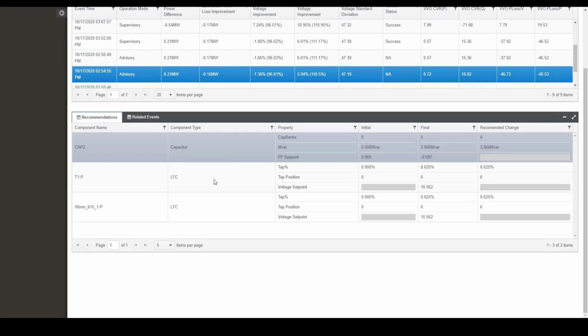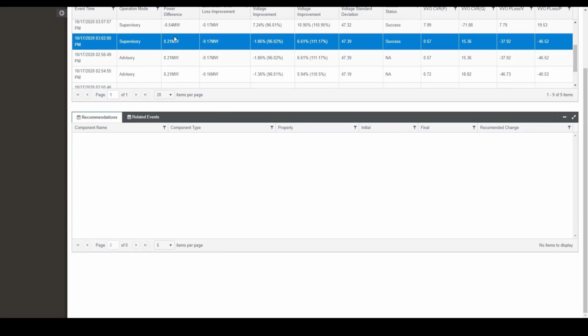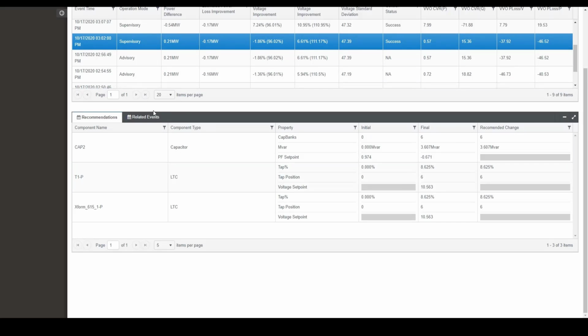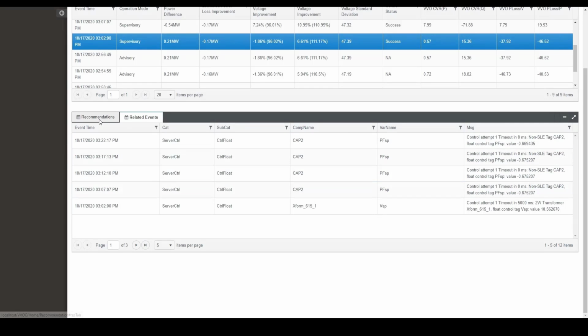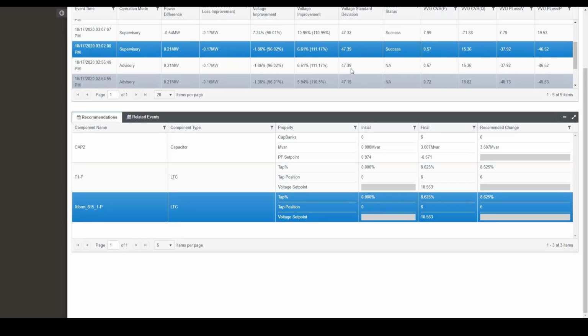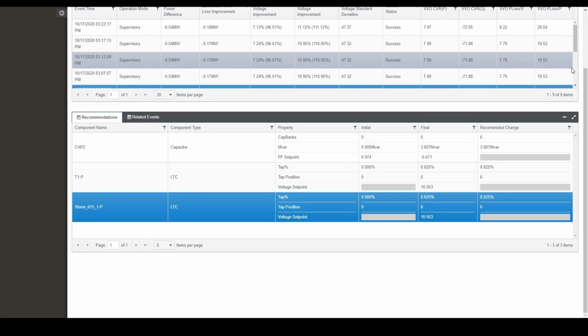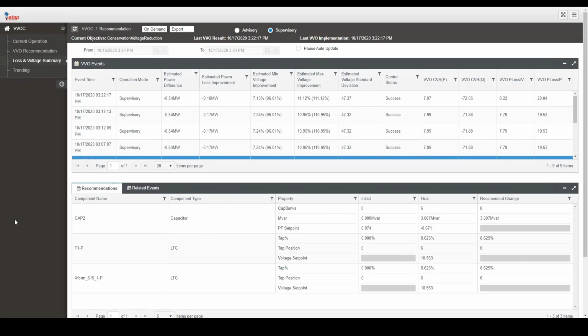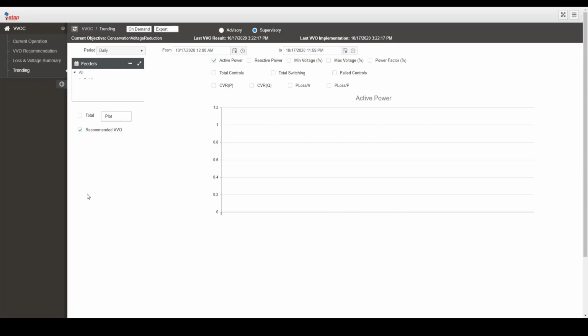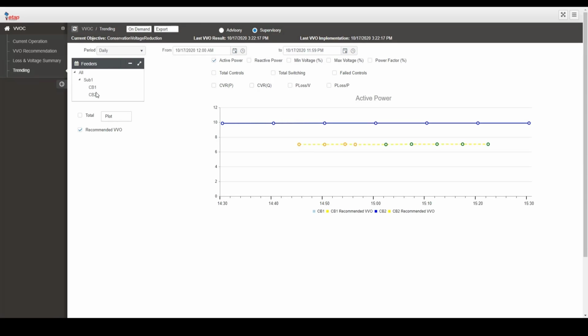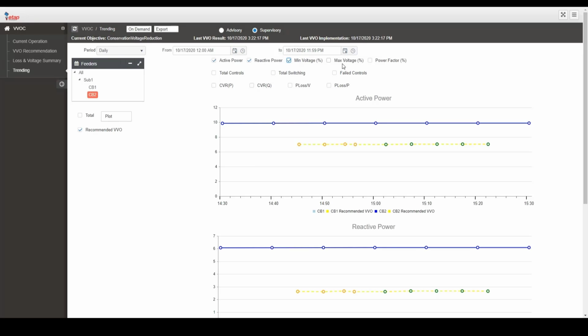And for every single event, you can also drill down and see the details of exactly which components were dispatched or adjusted as a function of time. These adjustments are dispatched either automatically or provided to the operator as a recommendation. So that's what we call advisory versus supervisory. You can also look at the losses, voltage summaries per feeder, along with the number of control signals that have been sent, as well as the monitoring of the control signals, whether they have been executed or failed to execute. Followed by the trending information, which can again be seen per feeder.